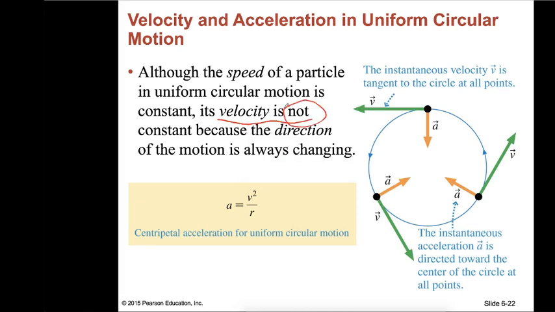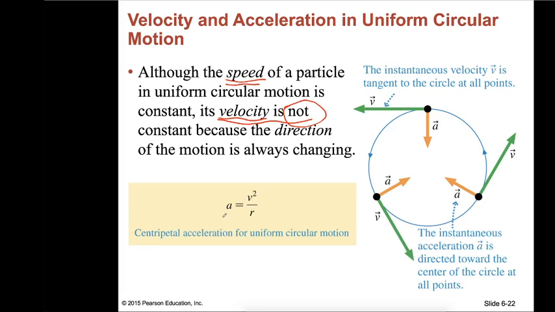Why? Do you remember the difference between speed and velocity? The difference is direction. Even though the speed in circular motion could be a constant, the velocity cannot be, because the velocity includes a direction. In circular motion, the direction of the motion is always changing. So the velocity is not a constant. It's changing all the time.